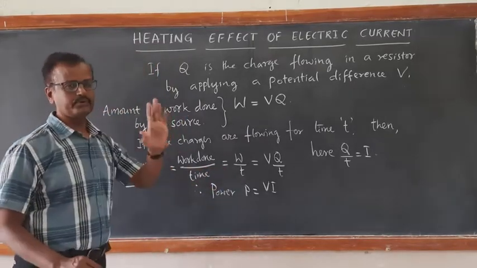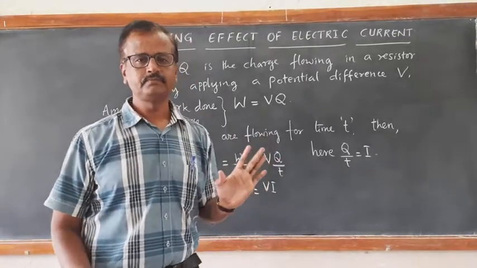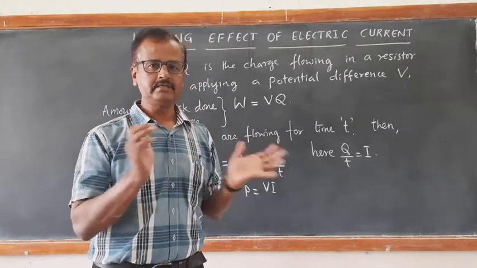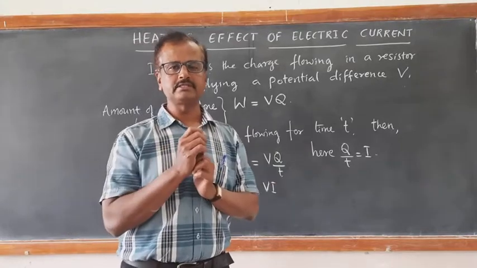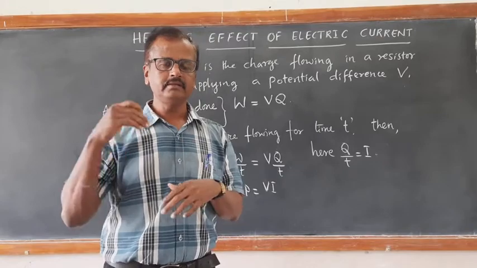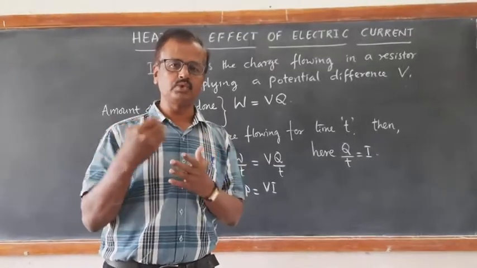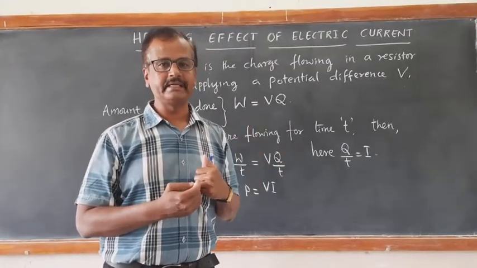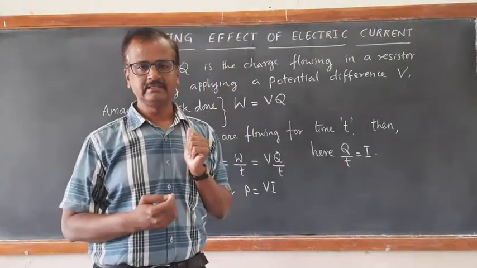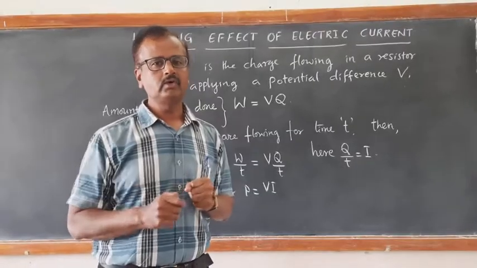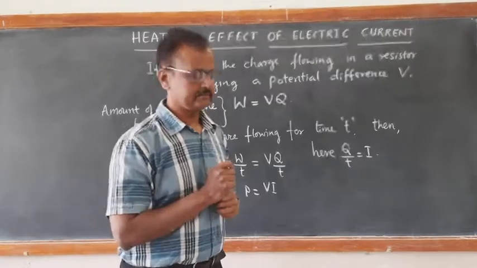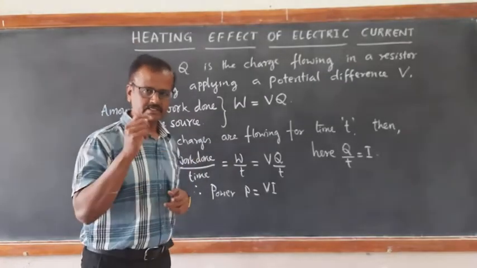Now we are considering purely resistive circuits, where only resistors are there in the circuit. When we use only resistors and allow the current for a long duration of time, the energy supplied by the source is converted into heat energy. That is what we are calculating, the heating effect of electric current. I gave you the example of an electric iron, another one like an electric heater which has the coil.